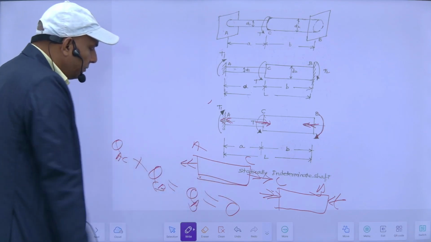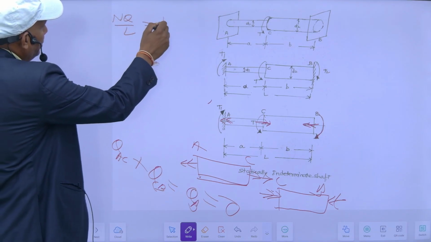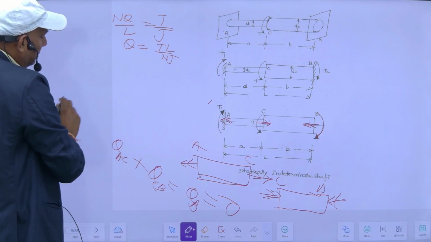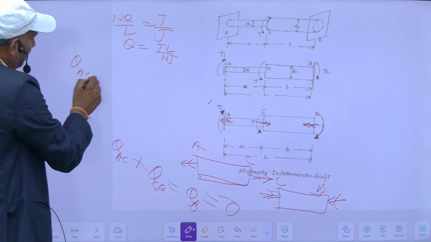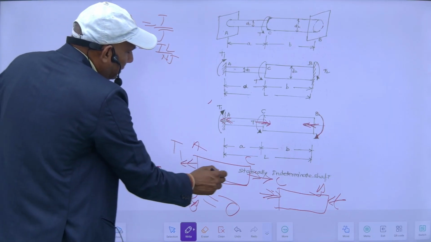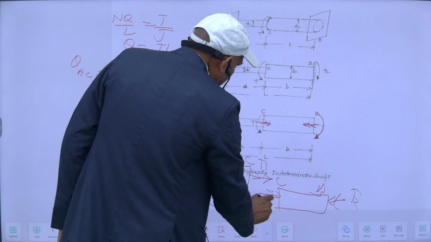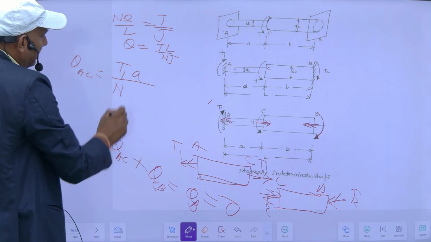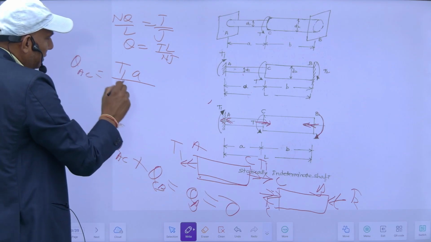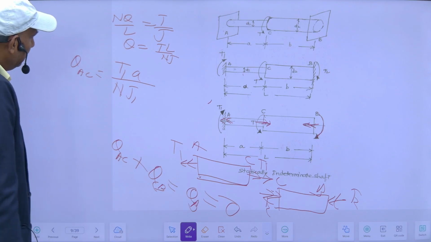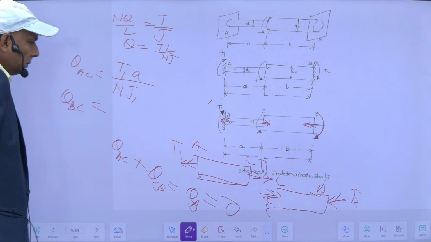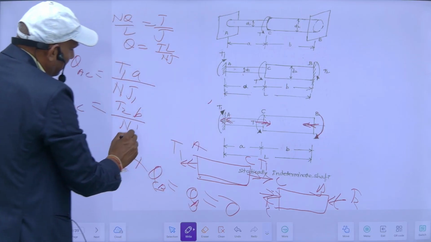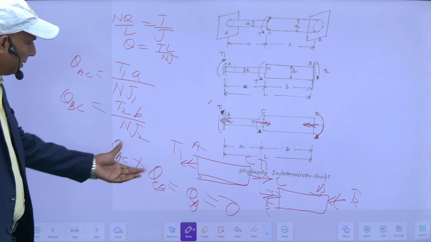So theta of the AC portion will be equal to: n theta upon L is equal to T upon J, so theta is equal to TL upon NJ. So theta for the AC portion, the torque here is T1, and this is T2. It will be T1, length is A upon N, and suppose its J is J1. So that will give theta AC. And theta BC will be equal to T2 into length B upon N into, suppose its polar moment of inertia is J2. So if I put the value here, it will be equal to 0.